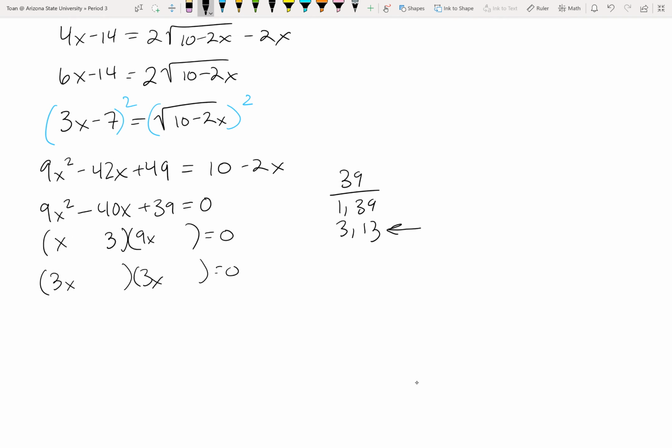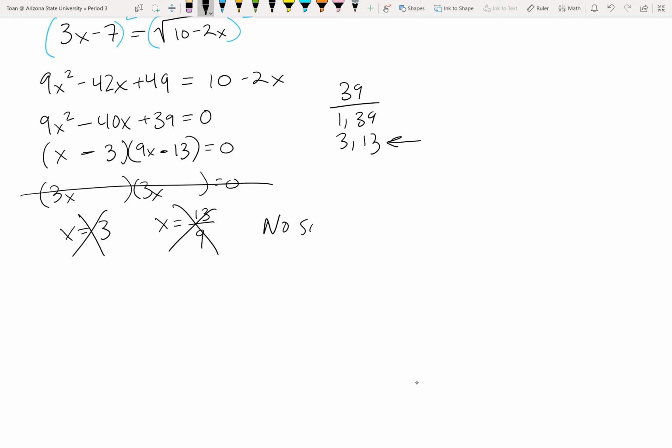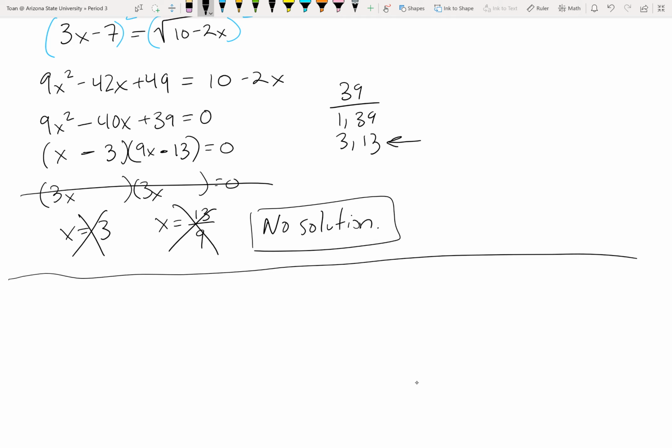Can I assume we all know how to check? Can I just fast forward to it? All right, so to check, you plug it in to see if it works. Spoiler alert for you: you check x equals 3, it's not going to work. You check x equals 13 over 9, it's not going to work. Do we have any other solutions to check? No. Nope. So the answer is no solution. Right. Yeah. All that for no solution. Yeah. But you didn't know it was no solution until you did the work.